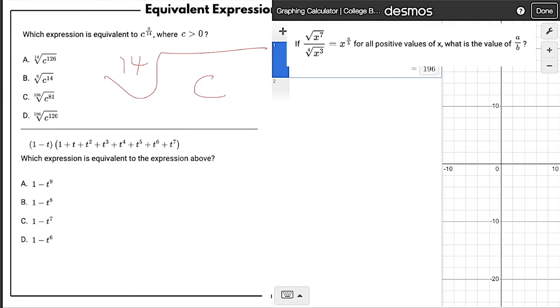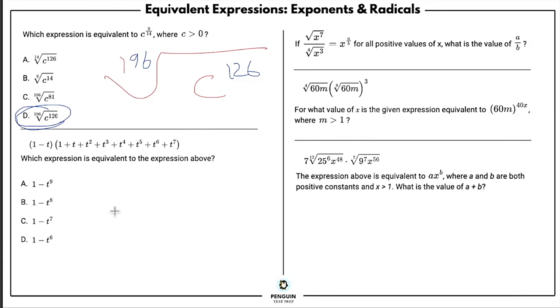I'll do this in the one that I wrote out here. And then 14 times 14 is 196. So that one requires a little bit of critical thinking, but you can see that it lines up with choice D, right?